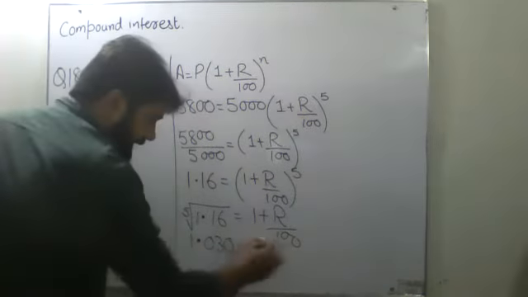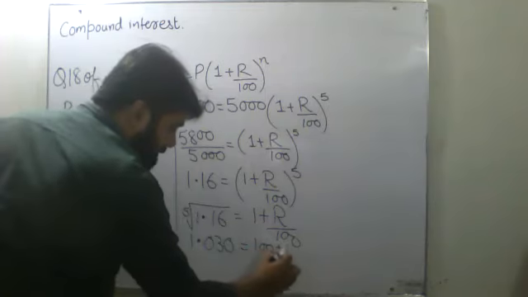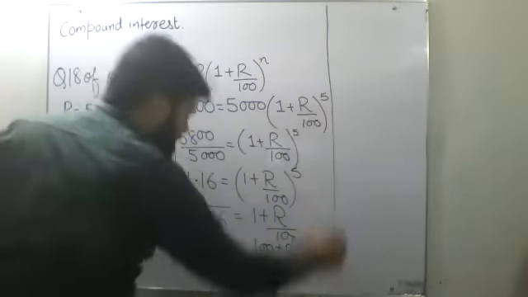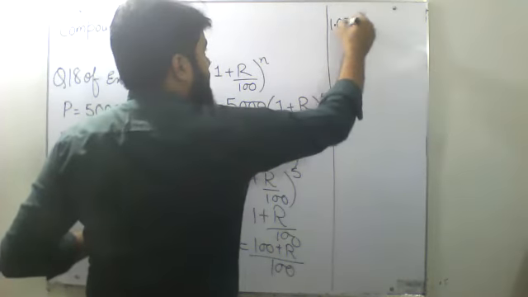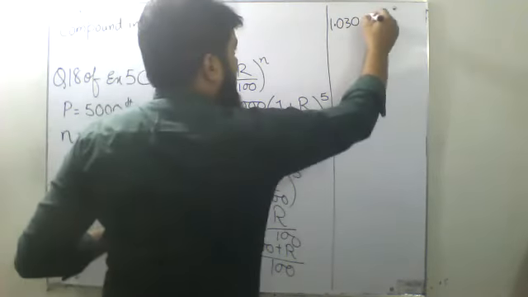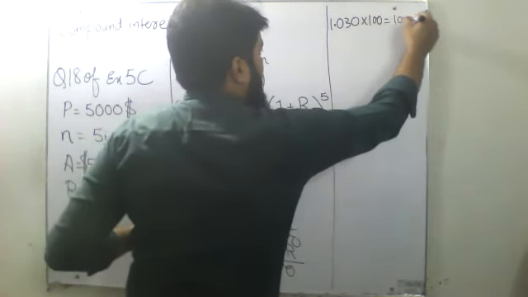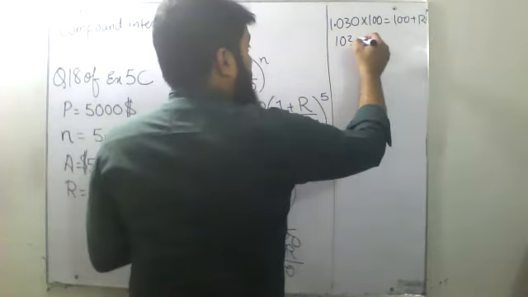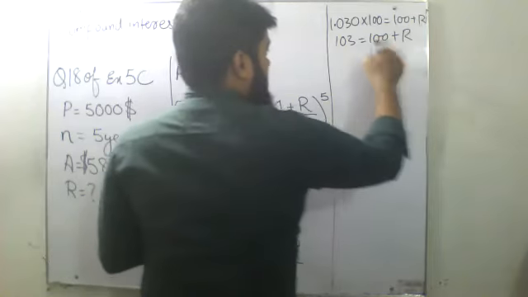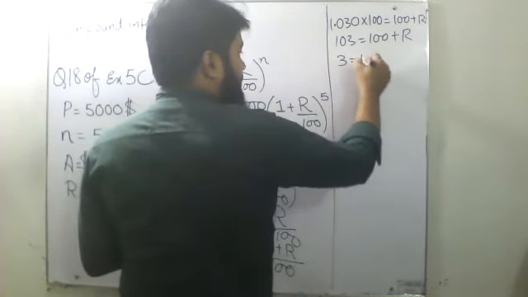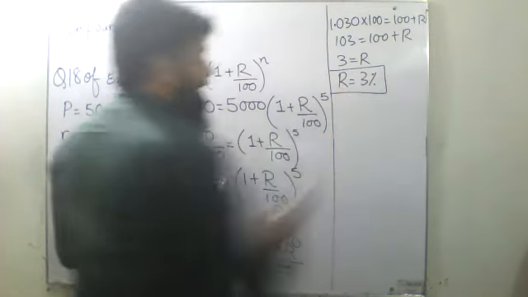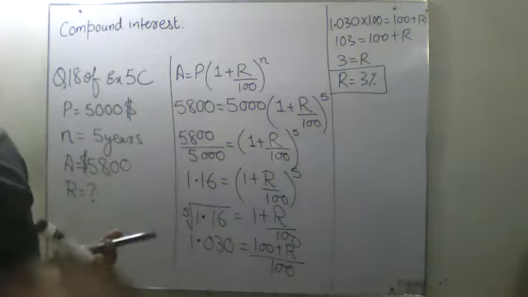equals, taking LCM, (100 plus R) over 100. Okay, shifting 100 over here, it will become 1.030 multiplied by 100 equals 100 plus R. Okay, when I multiply it by 100, my result is coming 103 equals 100 plus R. Shifting 100 over here, that will become 3 equals R. It means the value of R is coming 3%, and that is the rate of interest which was needed. Okay.